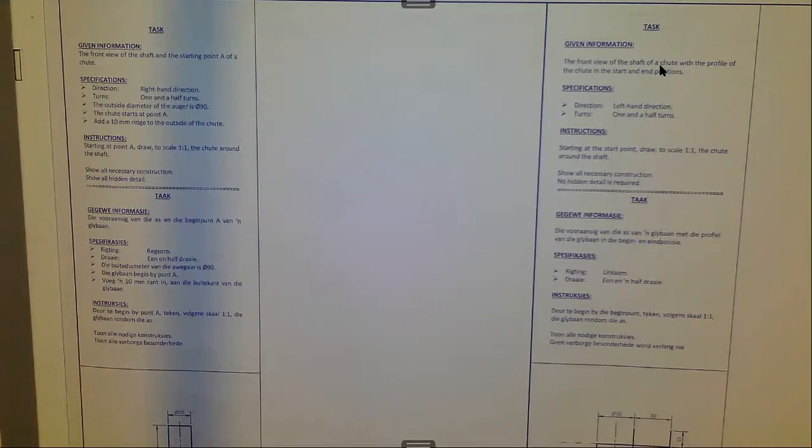of the auger, which is basically being used now to refer to the construction of a chute, is diameter 90. And this outside diameter is also linked again to the chute. The chute starts at point A. Add a 10mm ridge to the outside of the chute.